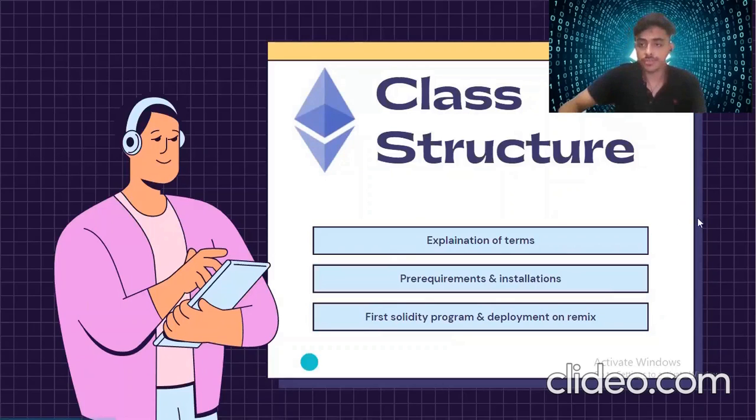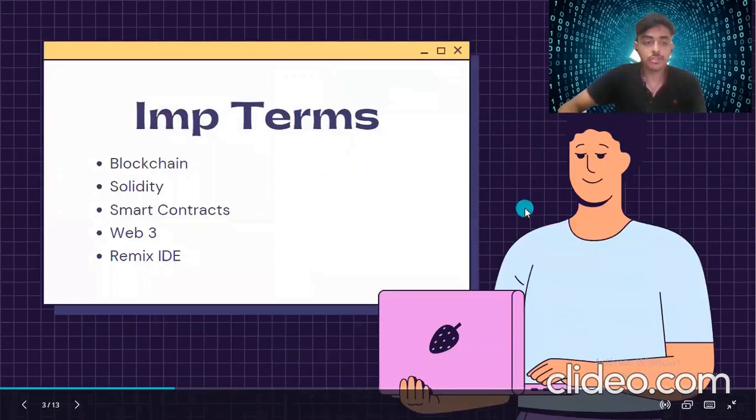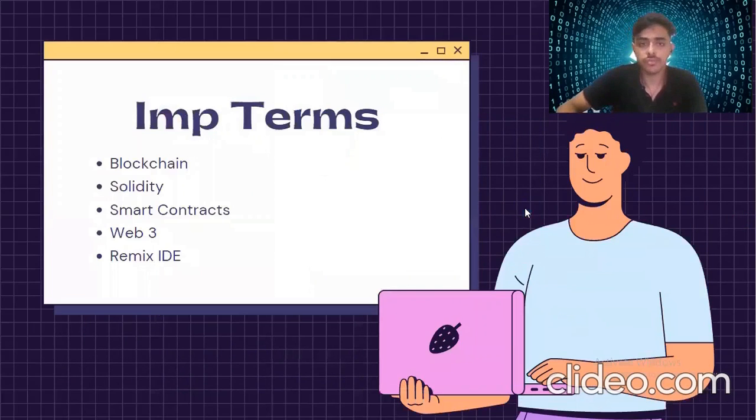Now, next. Some of the important terms which we are going to use, if you already know, it's good for you. And I'll explain all these terms one by one. First is blockchain, then Solidity, then smart contracts, then Web3, and then Remix IDE.